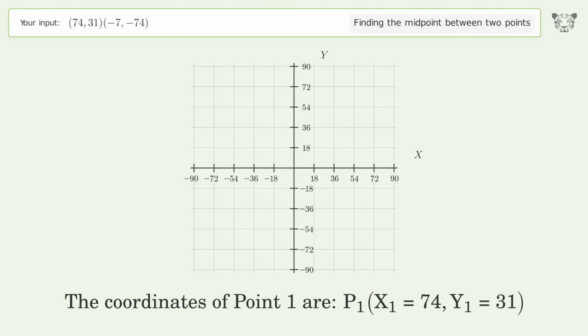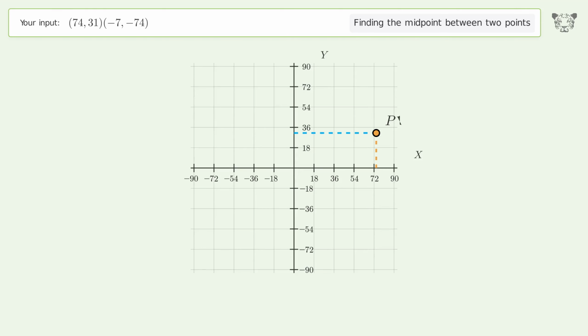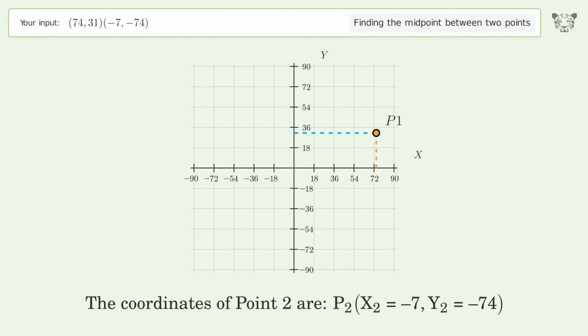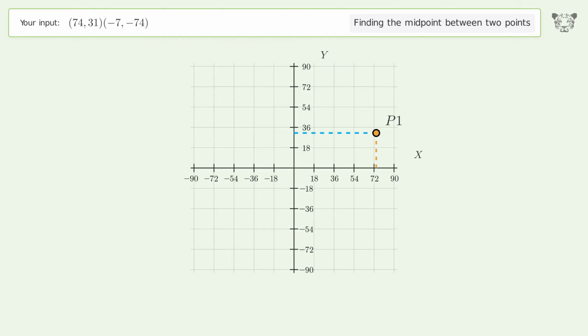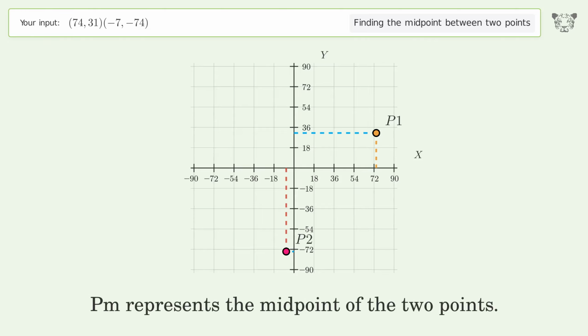The coordinates of point 1 are, x1 equals 74, y1 equals 31. The coordinates of point 2 are, x2 equals negative 7, y2 equals negative 74. PM represents the midpoint of the 2 points.